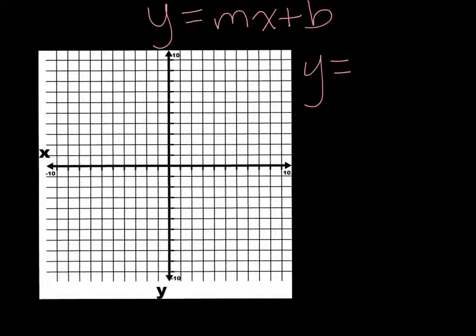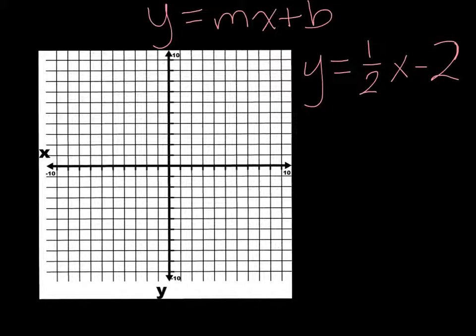Okay, let's look at another one. Remember, we're using slope-intercept form, y equals mx plus b. We're going to use the equation y equals 1/2 x minus 2. If you think you've got the hang of this and you want to try it on your own, go ahead and pause the video here and then unpause it to check your answer.